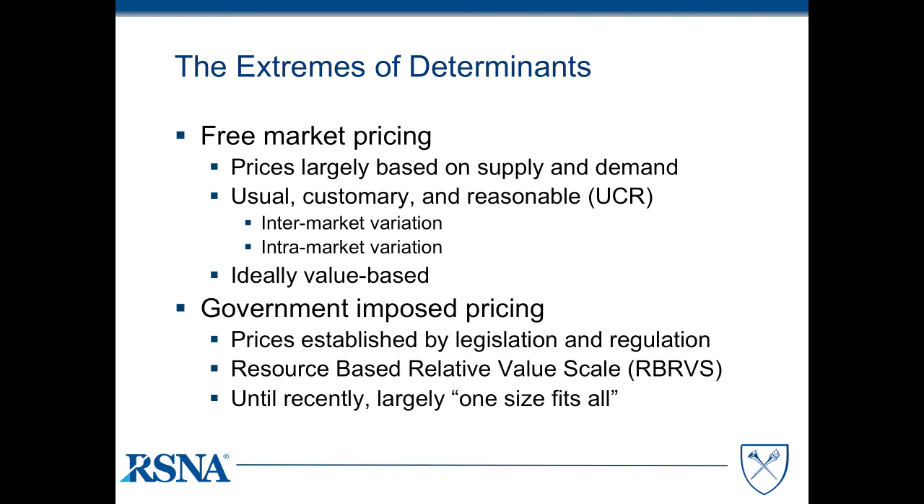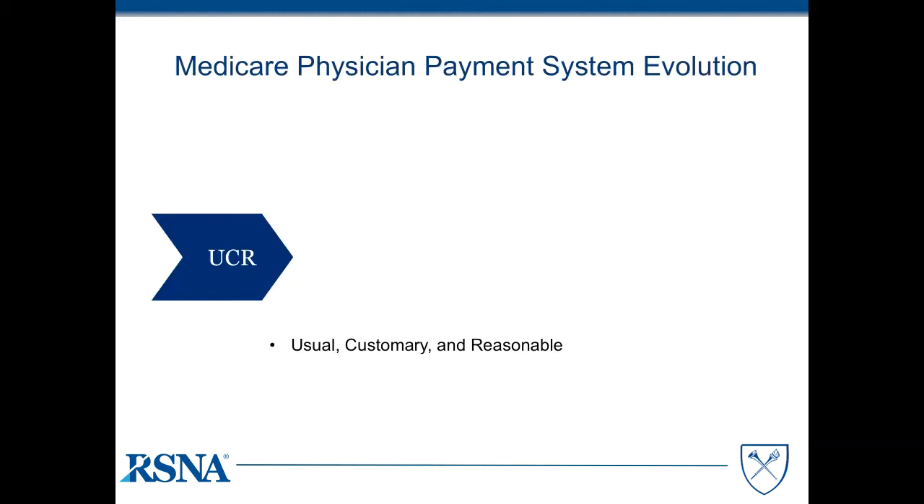At the other extreme is one-size-fits-all, government-imposed pricing. This is RBRVS in many ways, where payments are determined based upon a rigid formula imposed nationally that considers what it costs to provide a service rather than what value that service brings to a patient or a population, or whether that service is necessary at all.